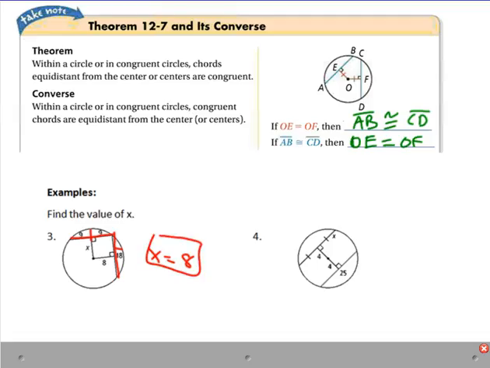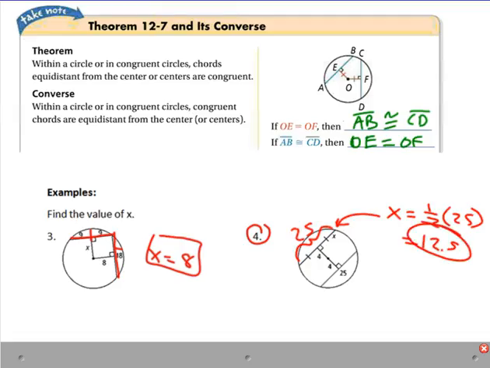All right, number 4, I'd like you to try on your own. It gives you how far they are from the center, and they are the same distance. So what does that mean x is? If you look at it, x is just half of this chord. So if this chord is 25, half of it would be 1/2 of 25, which is 12.5.